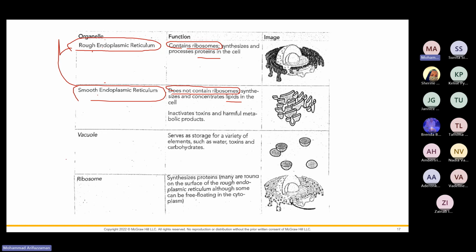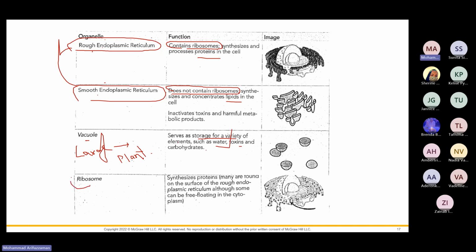The vacuole, this is the space, and the vacuole is present in the cells, but the vacuoles are very large in the plant cells. Remember, the vacuoles are large in the plant. If you examine the plant cells, these vacuoles are very large, and the vacuoles serve as storage for a variety of elements such as water, toxins, and carbohydrate.